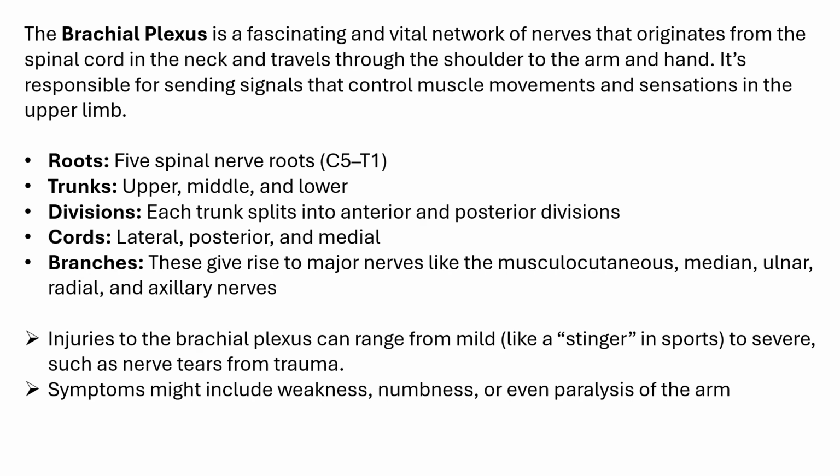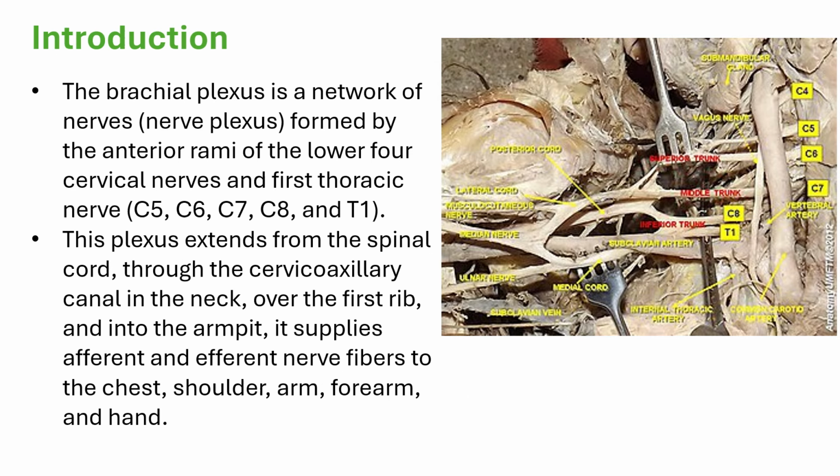Branches give rise to major nerves like the musculocutaneous nerve, median, ulnar, radial, and axillary nerve. Injuries to the brachial plexus can range from mild, like a stinger in sports, to severe, such as nerve tears from trauma. Symptoms might include weakness, numbness, or even paralysis of the arm.